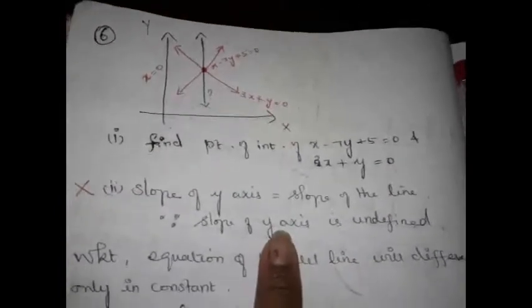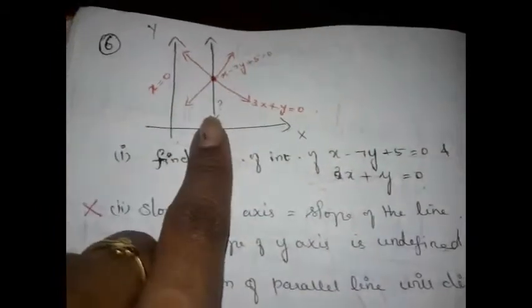But here it is given that our required line is parallel to the y-axis. But what is the slope of the y-axis? The slope of the y-axis is undefined. If it were a definite value, we could take that value as the slope of our required line and then proceed with the slope-one-point form, but it is undefined. So how can we give the equation of our required line?